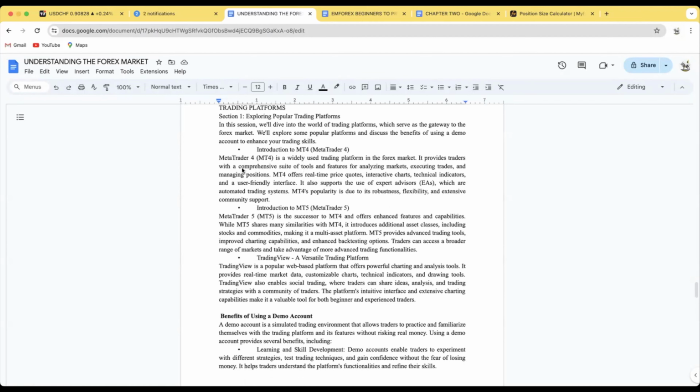It provides traders with a comprehensive suite of trading features for analyzing markets, executing trades, and managing positions. MetaTrader 4 offers real-time price quotes, interactive charts, technical indicators, and a user-friendly interface. It also supports the use of expert advisors, which are automated trading systems.